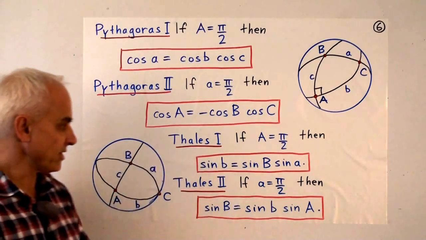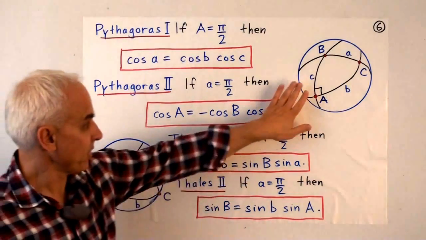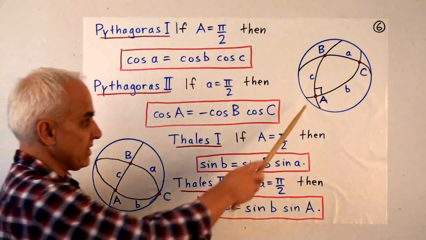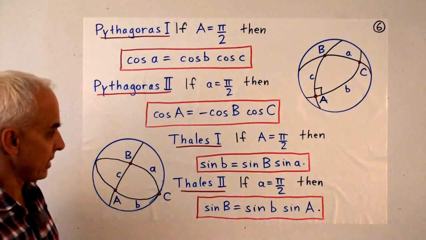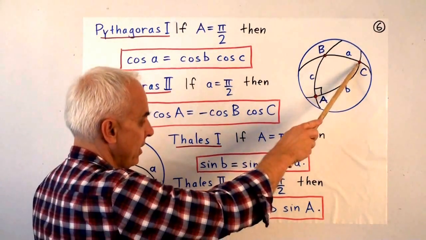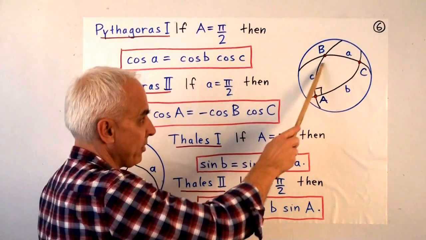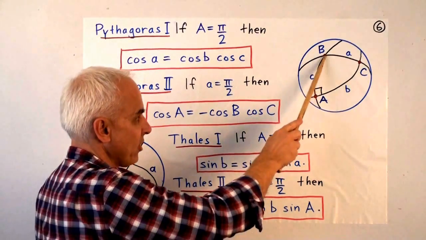Then there's 2 Thales theorems. One, again, with this situation. If A is equal to pi by 2, like this one here, then sine of little b equals sine of capital B times sine of little a.